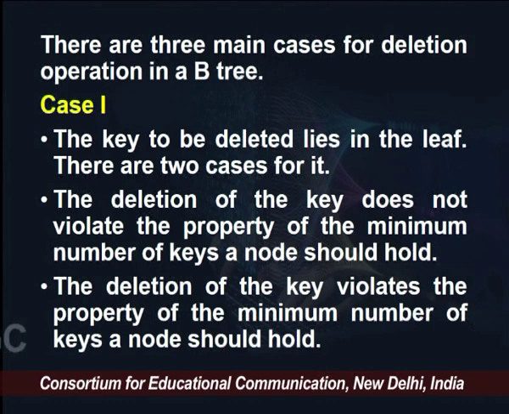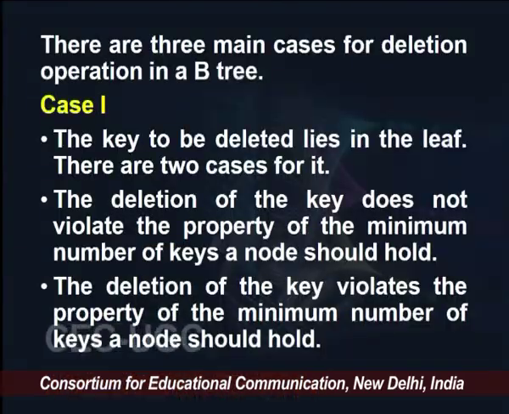So, if the key deleted lies in the leaf, there are again 2 separate cases. In the first, the deletion of the key does not violate the property of the minimum number of keys a node should hold. That we can say is the simplest idea: we are going to delete a key available in the leaf, and even after its deletion, the minimum number of keys constraint is not violated. So, we can just simply delete the key and we are happy with that.